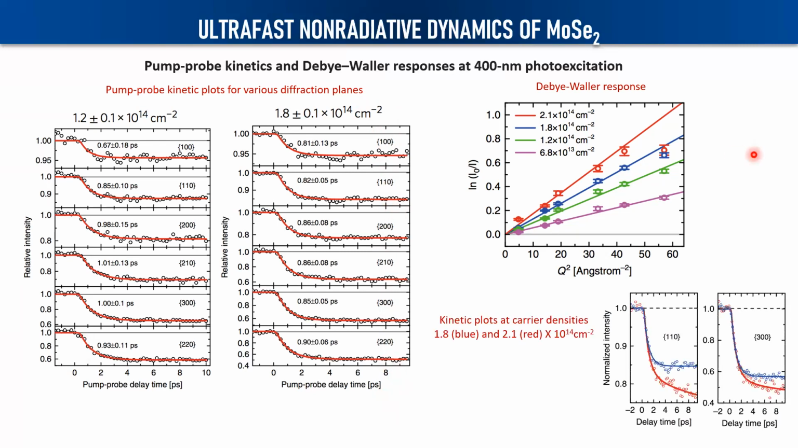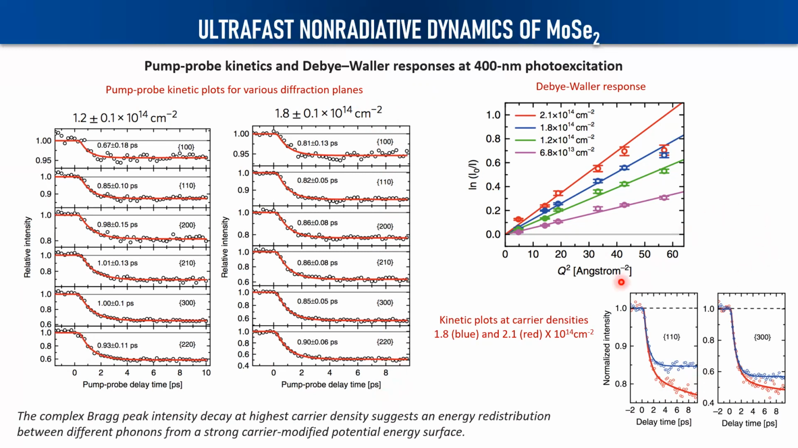Now you can plot this normalized intensity with respect to the delay time of the electron pulse. What we see is that as you go to increased carrier densities or higher optical fluences, there is a significant deviation for the complex Bragg peak intensity.